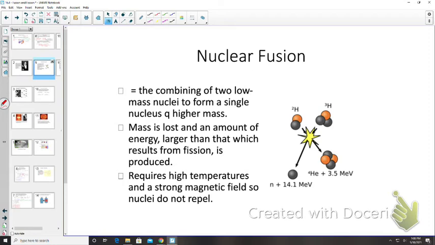So let's move on to nuclear fusion. Nuclear fusion is kind of the opposite of fission. This is where we have 2 low mass nuclei come together to form a single nucleus with a higher mass. Mass is still going to be lost. Mass is lost by the nucleons.